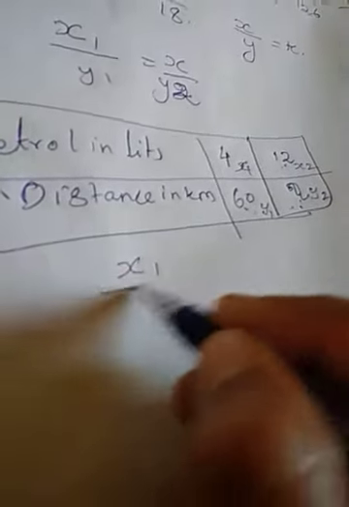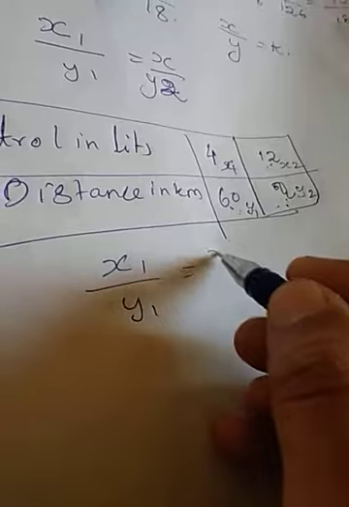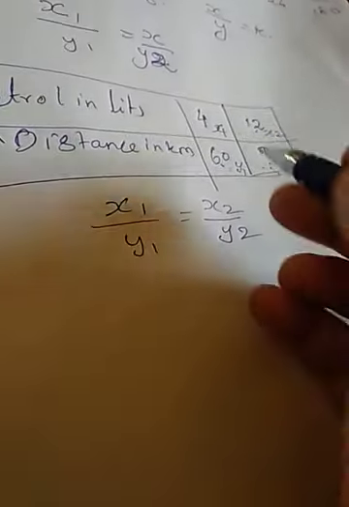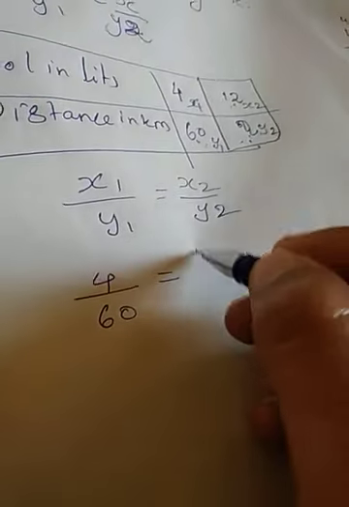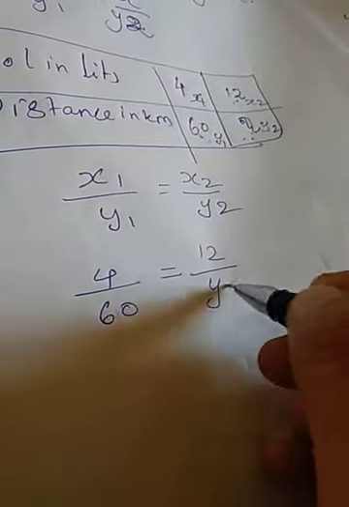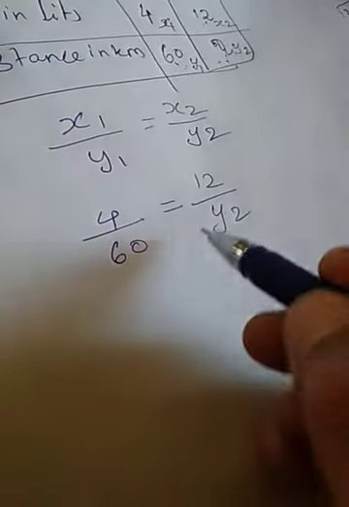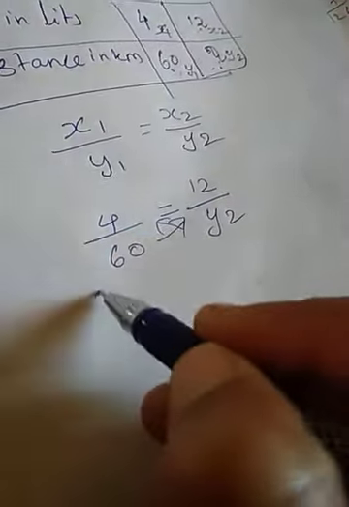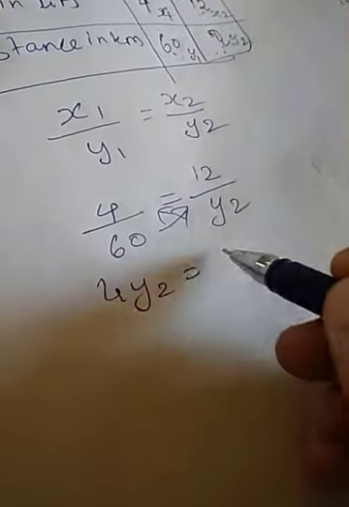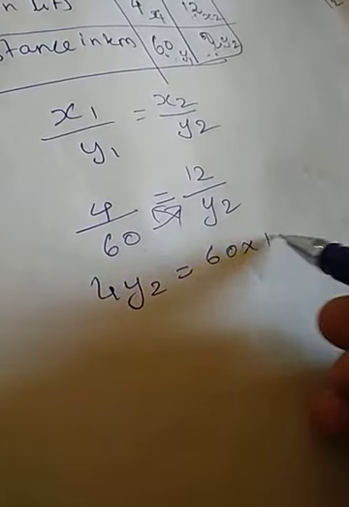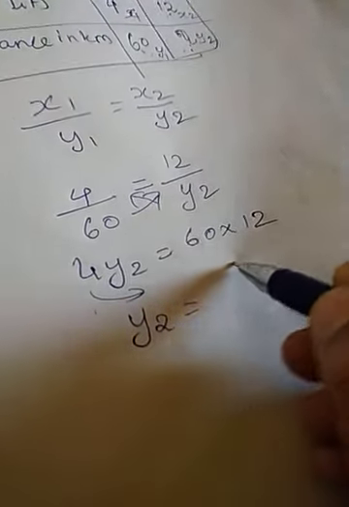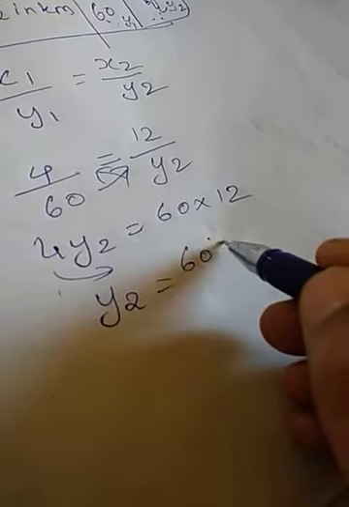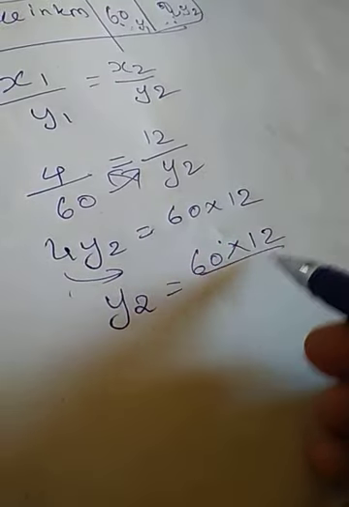We can use the formula x1 by y1 equal to x2 by y2. Now substitute the values. 4 divided by y1 which is 60 equals 12 divided by y2. y2 we have to find out. Now cross multiply. 4y2 equal to 60 into 12. We have to find y2. This 4 we can take to this side, so it will become divided by 4.